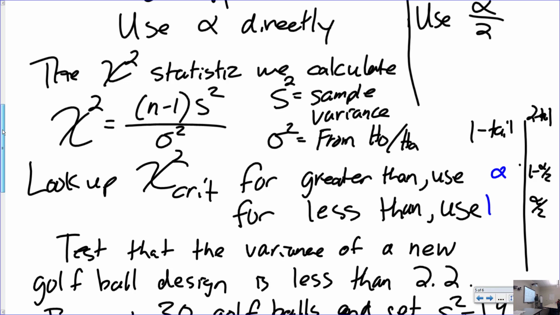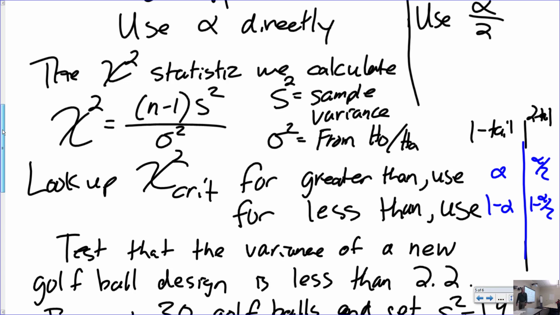This is alpha. This is 1 minus alpha. Strike those and reverse it. Alpha over 2 is 1 minus alpha over 2. Numbers were in the wrong order, and I knew I was making a mistake. I couldn't stop myself. So when you're doing greater than, you use the alpha level statistic. When you're using less than, you use 1 minus the alpha level statistic, whichever one it is, alpha or alpha over 2.